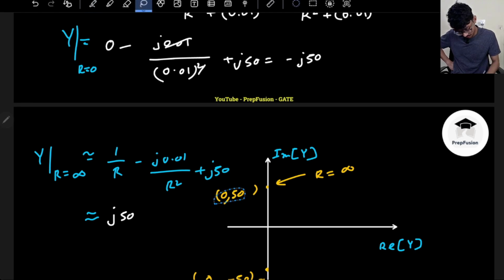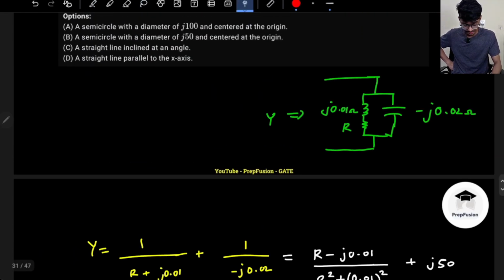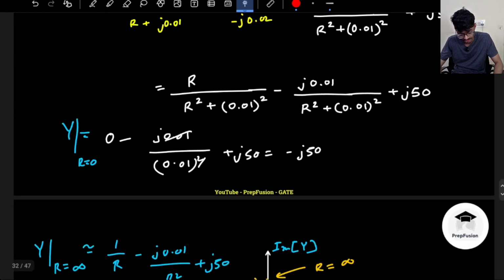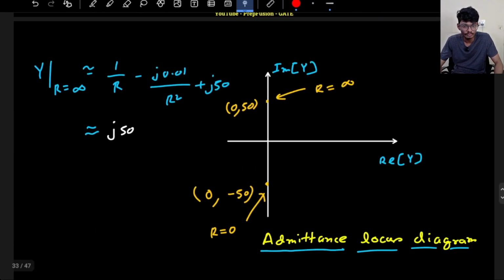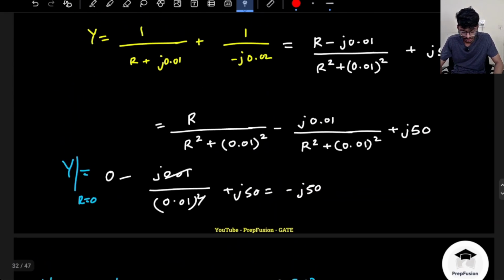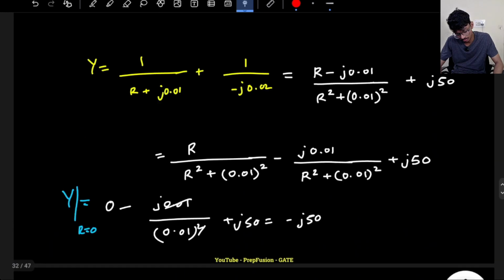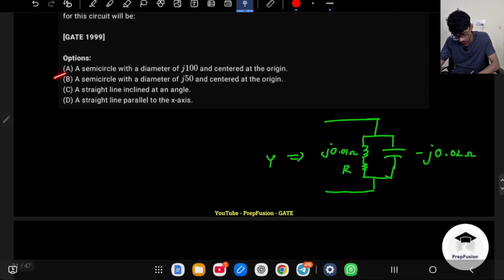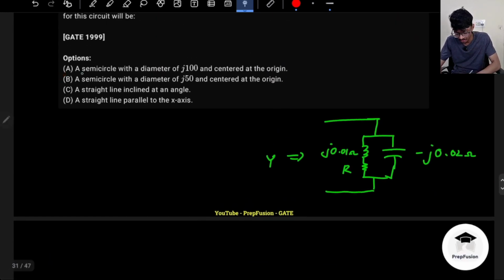So this is fine, but is it a semicircle? I cannot certainly say if it is a semicircle or not. I cannot comment about that. So what you can do is you check the angle. There are 4 options, so you have to go with the options as well. Here they are telling a semicircle, a straight line. Which is the case? Straight line, right?